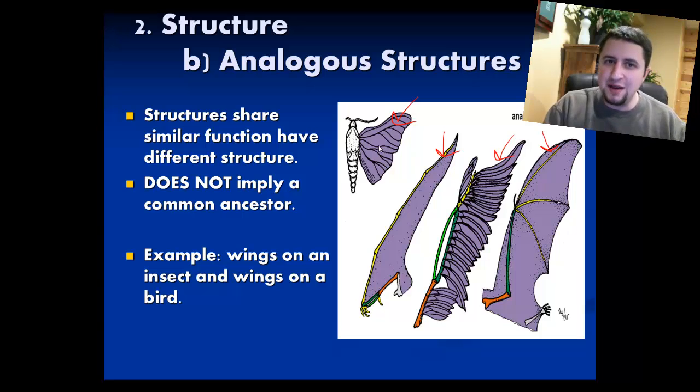Yeah, that's right. They all have the ability to fly. And so that's the function that they all share in common. But the way that they fly is all a little bit different. So analogous structures are structures that may have some similar functions within certain organisms, but the way that they are put together is different.